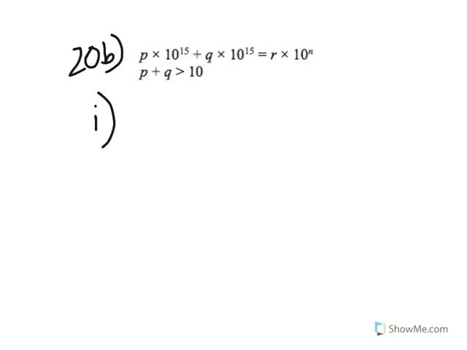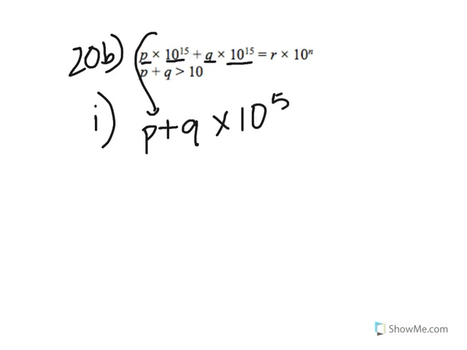First of all, let's just take the left-hand side. As we did in the previous question, since they're both 10 to the power of 15, we can just add p and q. So it becomes p plus q into 10 to the power of 15. And we have to find n, by the way, in this question. But p plus q is greater than 10, meaning that it's a two-digit number. So it doesn't follow the rules of standard form, where you have to have only a one-digit number between 1 and 10.